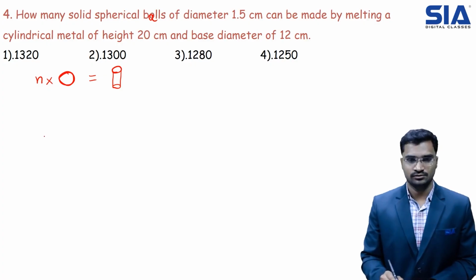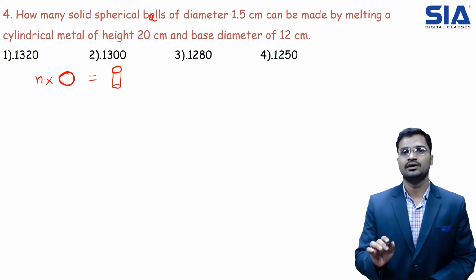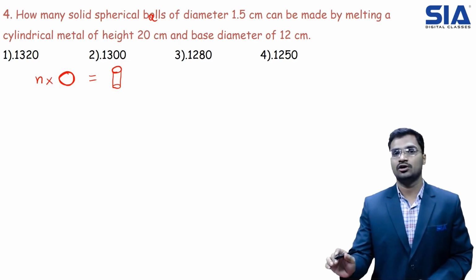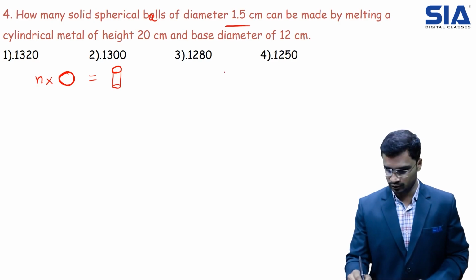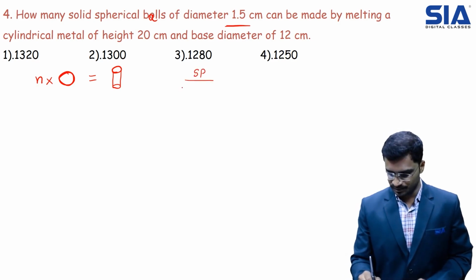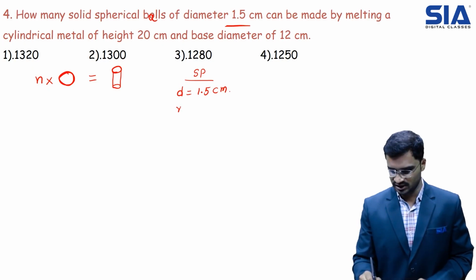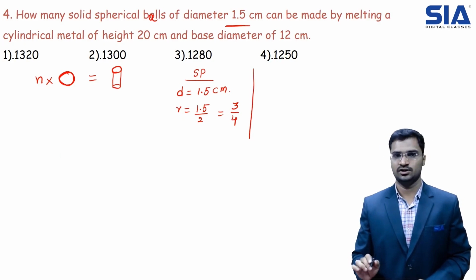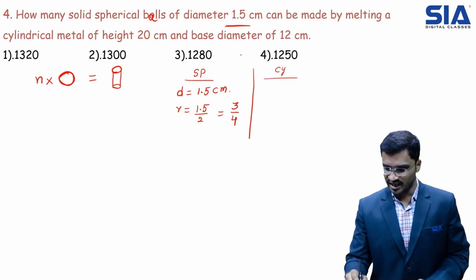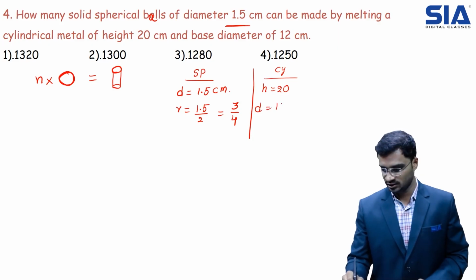Now volume of a sphere. So let us find what are the values of sphere and values of cylinder. So here he said that the diameter of the sphere is 1.5 centimeters. If diameter is 1.5 centimeters, then the radius of the sphere is 1.5 centimeter by 2, which is 3 by 4. So we have found out the radius of the sphere. Now cylinder. He has said that the height of the cylinder is 20. Then the diameter of the cylinder is 12. If the diameter of the cylinder is 12, then the radius is 6.